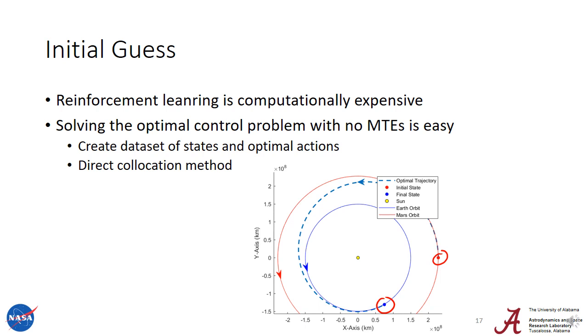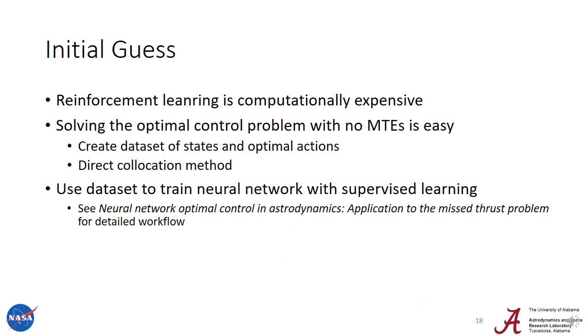And once you have the trajectory, you could create a dataset of the states and their corresponding optimal actions. You can then use this dataset to train a neural network using supervised learning. And we go over the workflow for this specific problem in a journal paper published earlier this year in Acta Astronautica, so I highly recommend you look at that paper to see the full workflow for training this neural network.